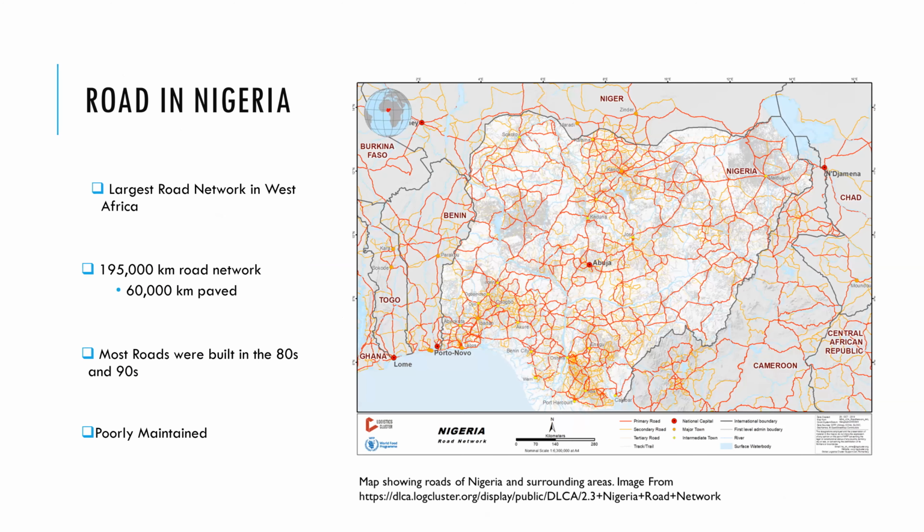The road network system in Nigeria is the largest, but it's in horrible quality. Most of these roads were built in the 80s and 90s. And they've gotten worse with COVID because people have been socially distanced and have not had the ability to go and work on these road networks.